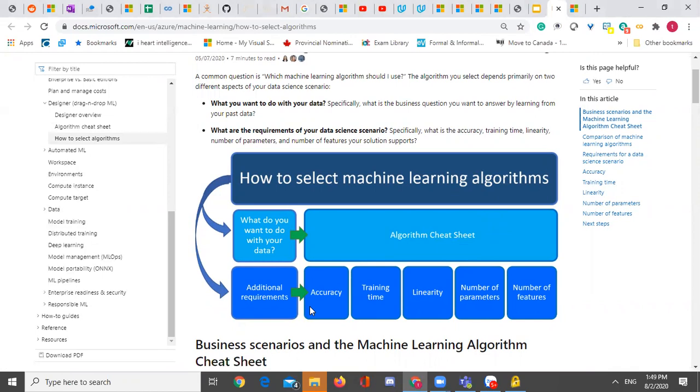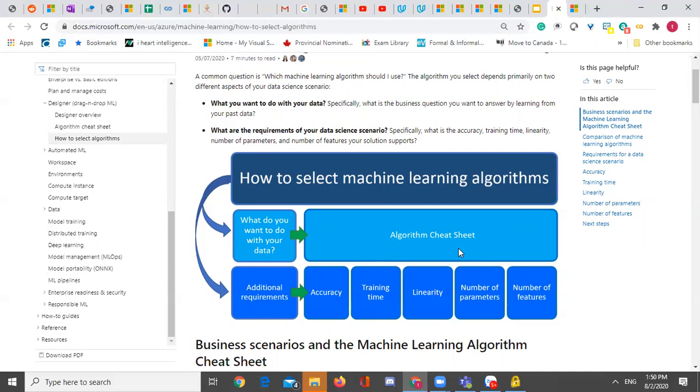So basically, first you need to know how to select a machine learning algorithm. First you take a look at the algorithm cheat sheet to see which algorithm you need to select for your data. Remember, classification is for classifying, regression is for prediction, clustering is for grouping things together. Once you know what you want to do with the data, you need to consider additional requirements. Accuracy: which one has excellent accuracy? There's no bad accuracy, just good and excellent. Training time: which one is moderate and which one is fast?